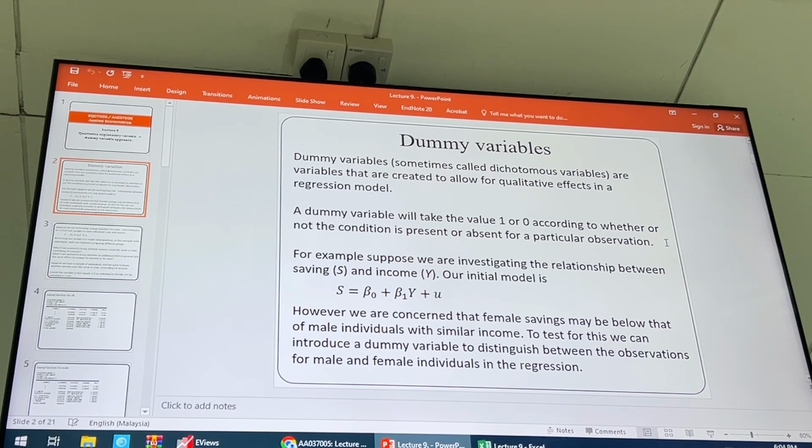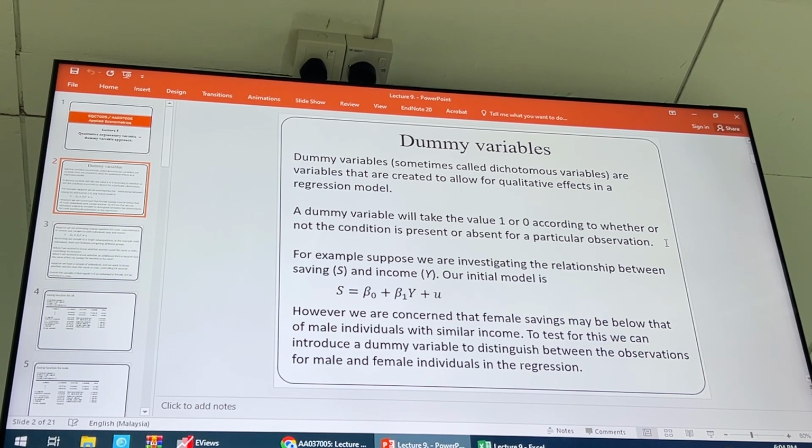So we create a variable, just one variable, and it consists of only two values, 1 or 0. So if the condition is present, let's say you want to represent the effect of different gender, so we have male and female. Now the condition is whether the observation belongs to female, for example. So we assign 1 if the observation belongs to female, and we assign 0 if not.